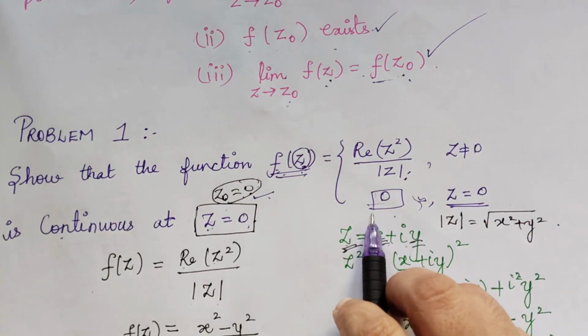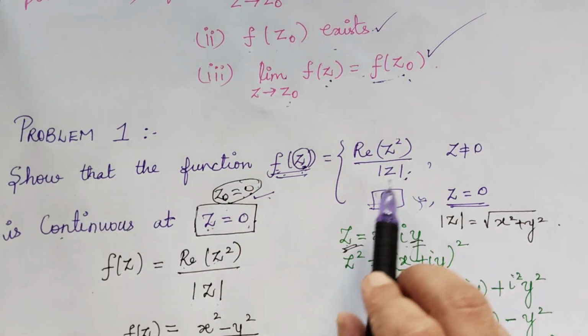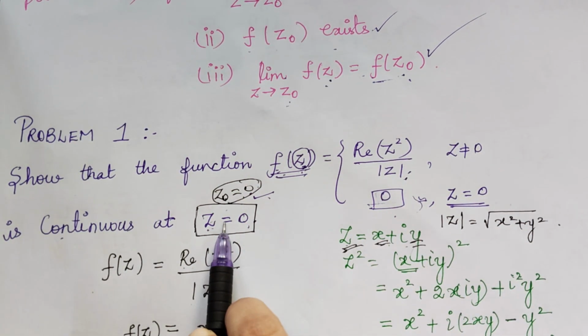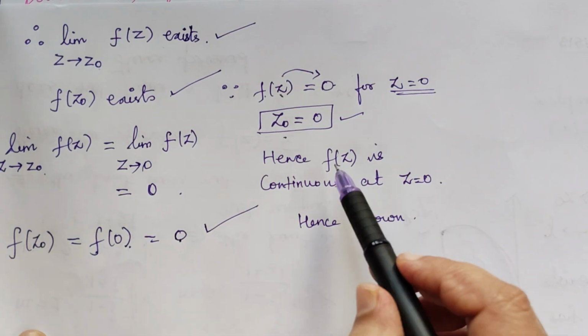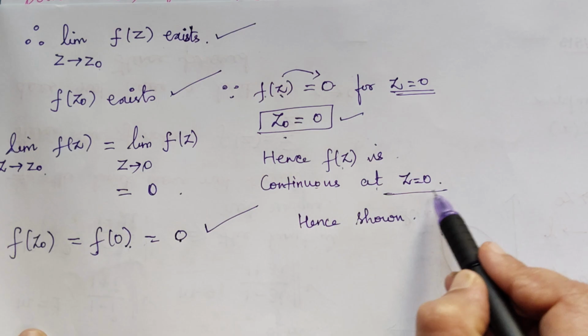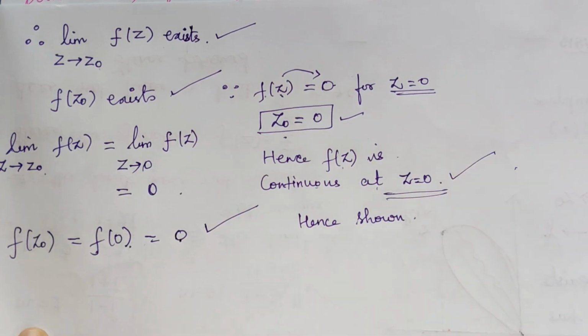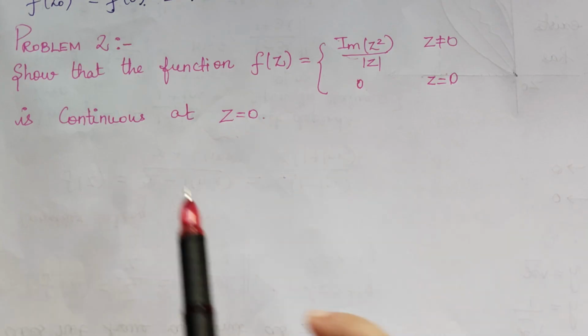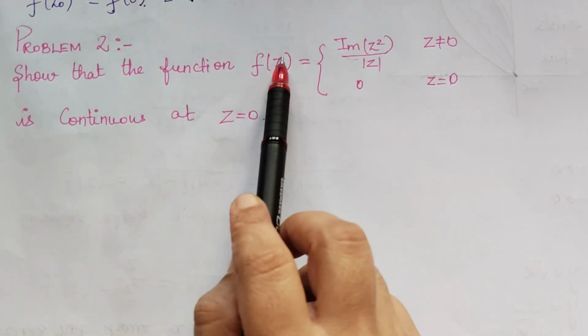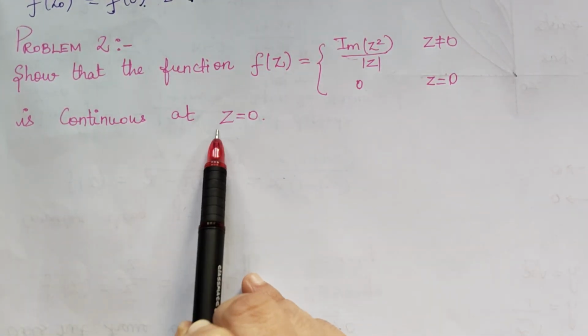So therefore this given function is continuous at the point z equal to 0. Hence we have shown that f of z is continuous at the point z equal to 0. We shall see a similar problem now. Here we have the next problem where we have to show that the given function is continuous at the point z equal to 0.